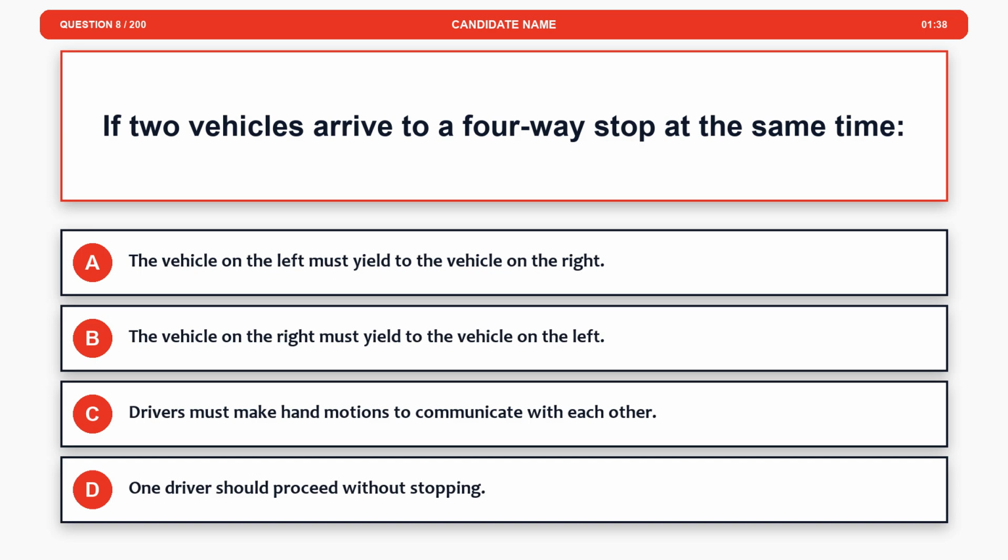Question 8. If two vehicles arrive to a four-way stop at the same time, Option A. The vehicle on the left must yield to the vehicle on the right. Option B. The vehicle on the right must yield to the vehicle on the left. Option C. Drivers must make hand motions to communicate with each other. Option D. One driver should proceed without stopping.